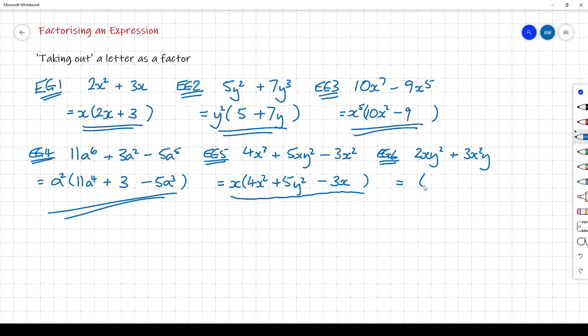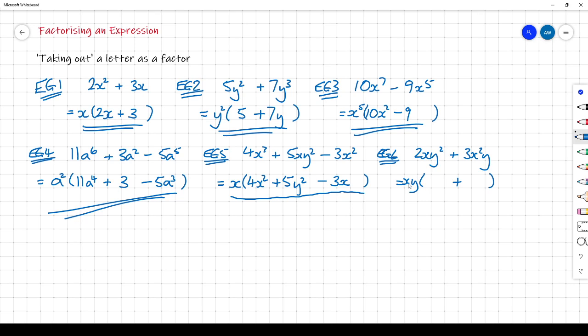Equals brackets, plus. No common factors that are numbers. Let's look at what common factors are letters. We have x in this term, we have x's in this term, we have y's in this term, we have y's in this term. So this time we can take out x's and y's as factors. What's the highest power of x we can take? We've got an x here and we've got x squared there. The highest power of x we can take is just x. I've got y squared and I've got y. The highest this term can give me is y squared. The highest this term can give me is just y. So the highest they can both give me is y.